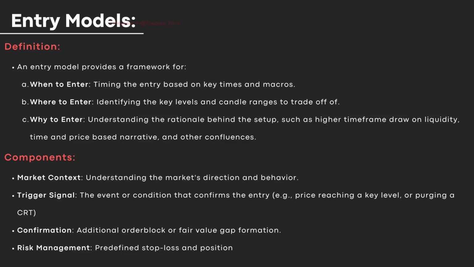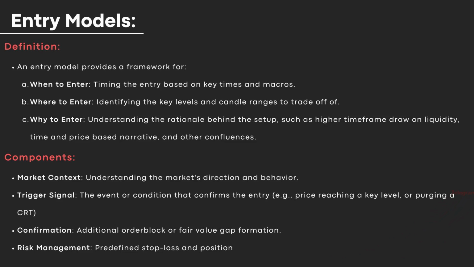For example, during the London kill zone, price purges the Asian range low, and along with that, it also purges below a 4-hour candle range and taps into a bullish order block on the 4-hour, and then it starts rejecting. Now, this whole event itself is your trigger to look for a long entry, and that could be either a turtle soup entry, or you could wait for an order block to form, and after that is formed, then you can enter a trade idea. That is up to you.